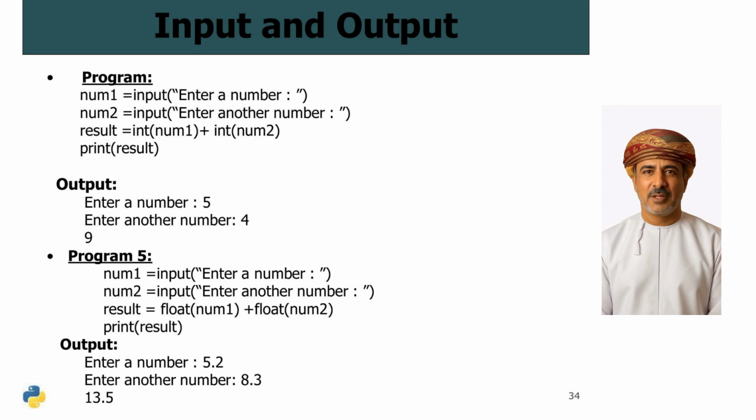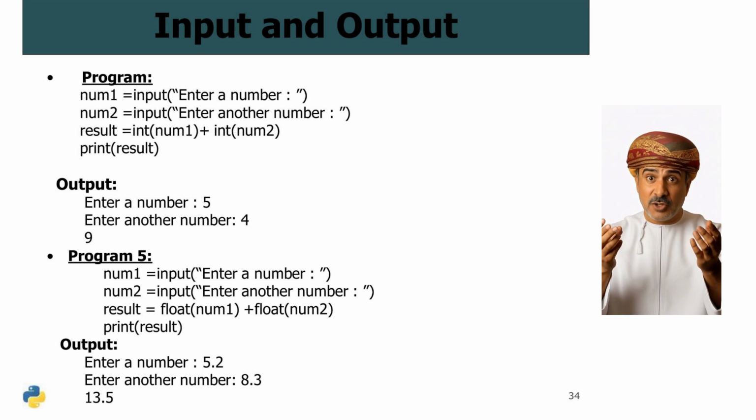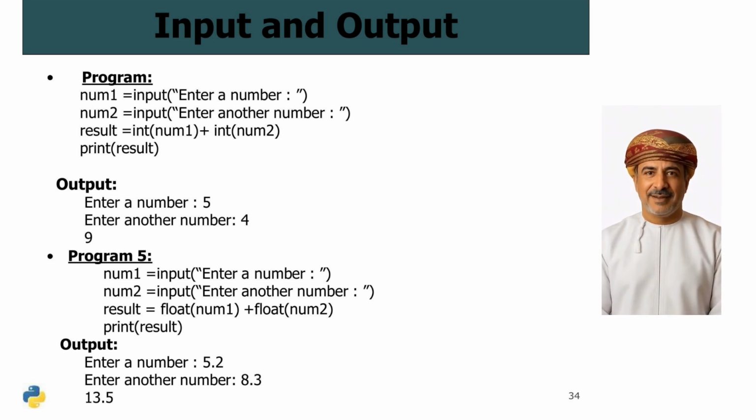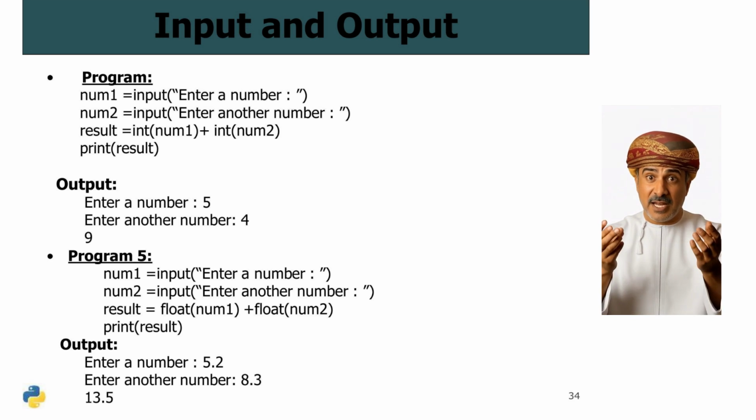To ensure correct arithmetic operations, convert input strings to integers or floats. For integers, use int to convert inputs before addition. For floating point numbers, use float for accurate results. This approach prevents errors like concatenating strings instead of adding numbers, ensuring precise calculations.